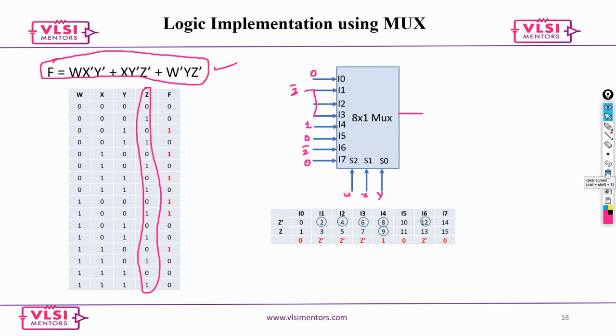Sir, is it possible to change the variables instead of taking WXY as the control lines? If we take XYZ as the control lines and W as the common one, what will happen? Will it work the same or differently? You have to change your numbers here accordingly. Oh, in the table. Okay.